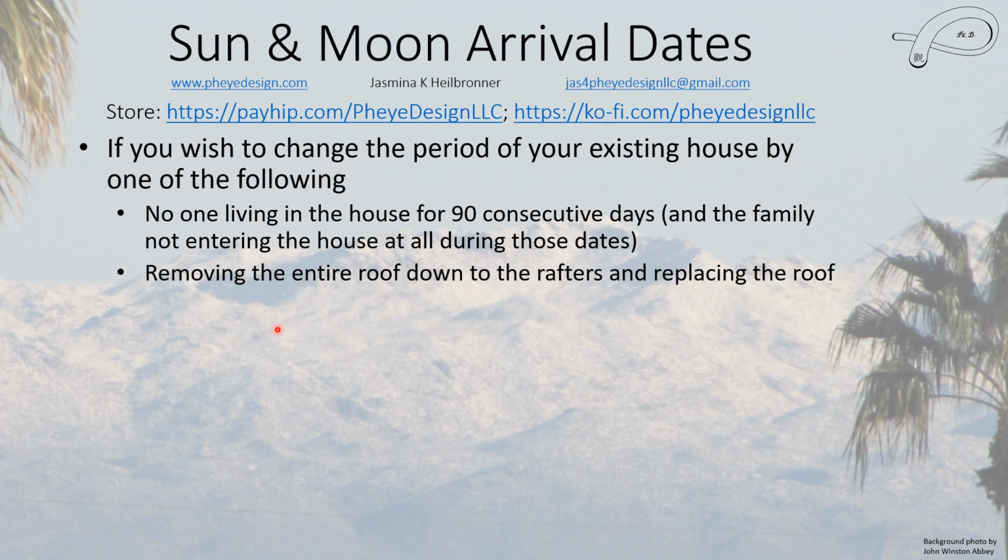The second way of doing it is to remove the entire roof down to the rafters or the trusses, depending on how your house is built, and then you replace the decking and all the waterproofing and then the final coat of whatever it is, metal, tile, shingles, whatever. That can do it too.